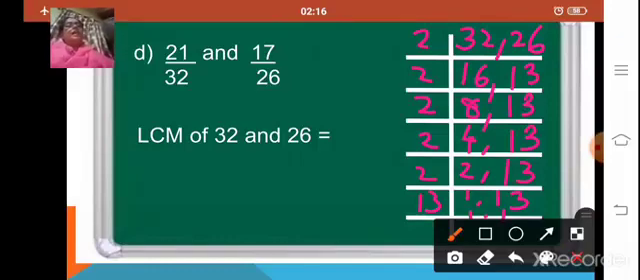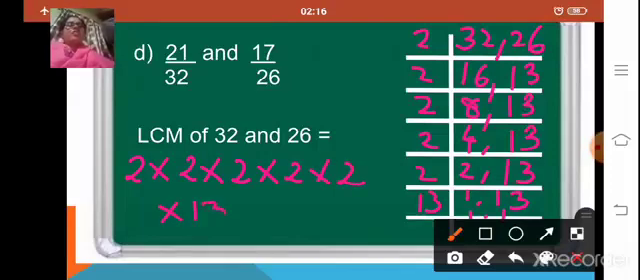Now to find the LCM, you will multiply all the prime factors. So 2 into 2, 5 times 2, into 13. So 2 2s are 4, 4 2s are 8, 8 2s are 16. 16 into 2 is 32. 32 into 13 is 416. Now what is the second step?